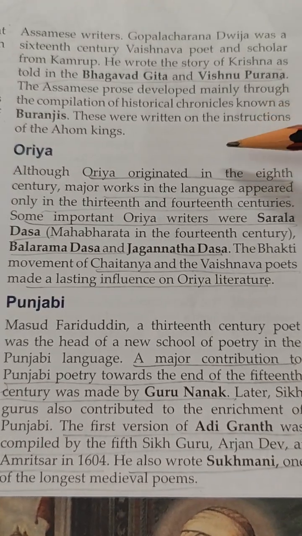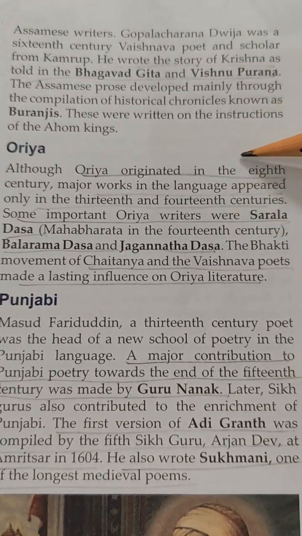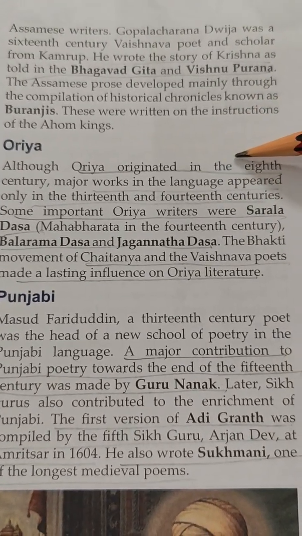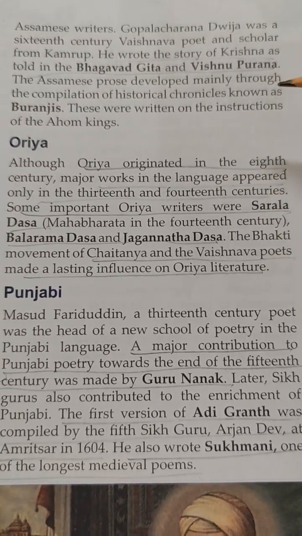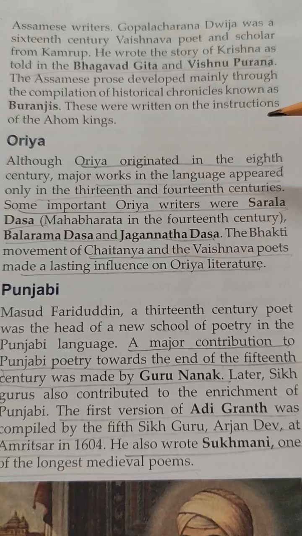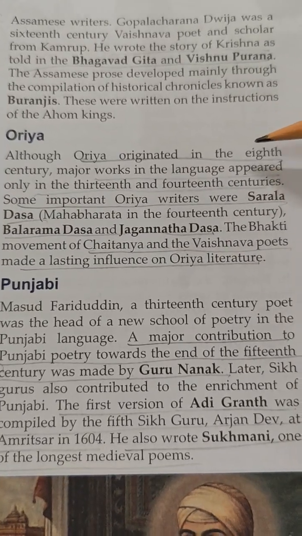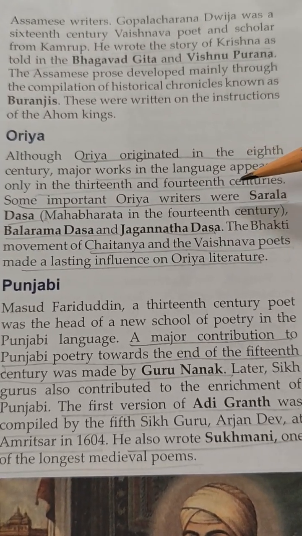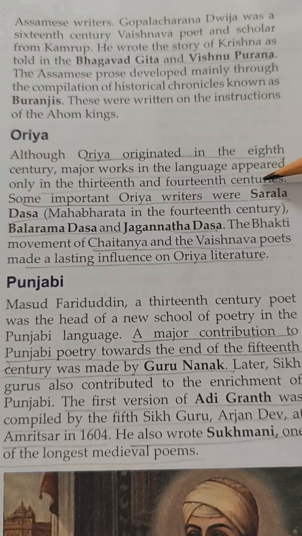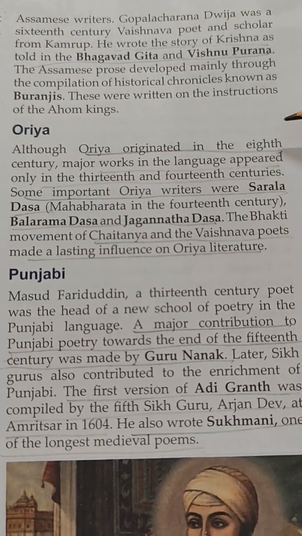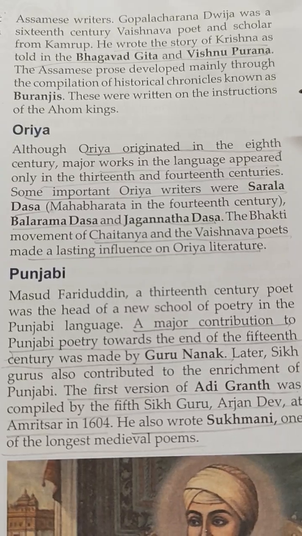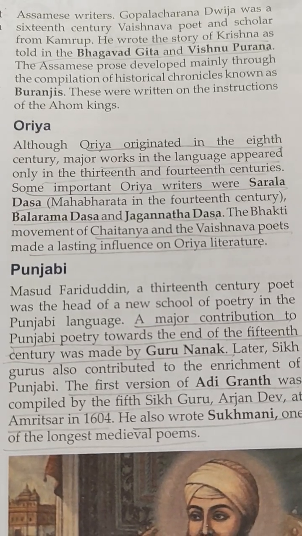Then in the Odisha region, the Odia language was developed in the 18th century. Major works in this language appeared in the 13th and 14th century. Some important writers of this language were Sarla Das, Balram Das and Jagannath Das. Even the Bhakti movement of Chaitanya and the Vaishnav poets made a lot of influence, affecting this Aryan literature.